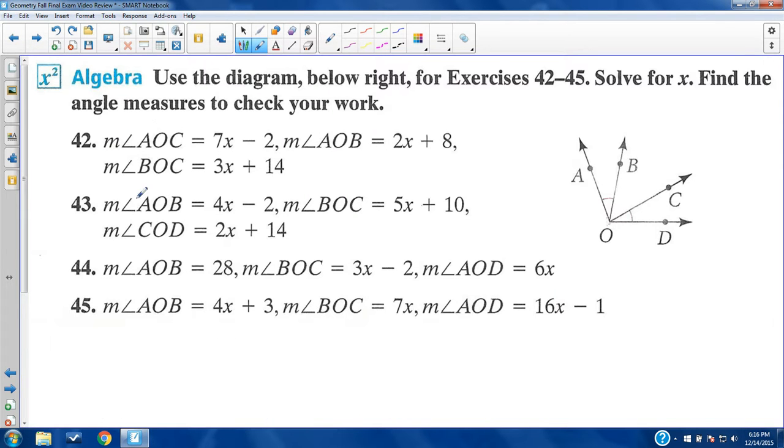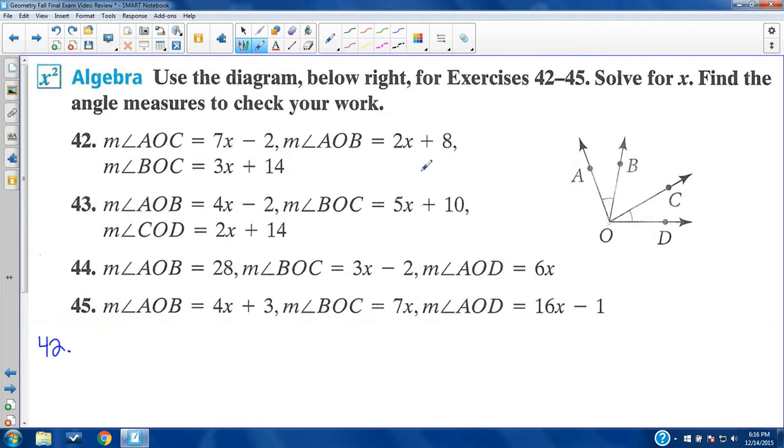Numbers 42 through 45 all are based on the same exact figure. We're going to solve for x with each of these, and I'm going to be doing each one down below like this, so you're going to have to pay close attention to which problem. So here, I'll just write 42 right now. I'll have to get in the habit of this.